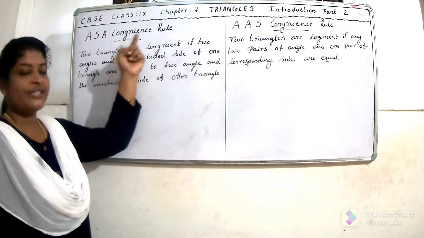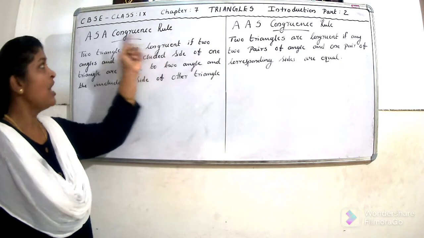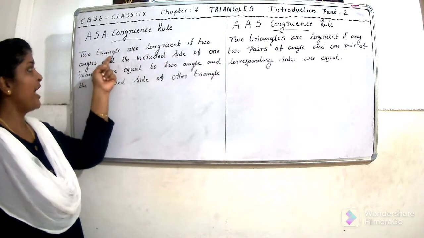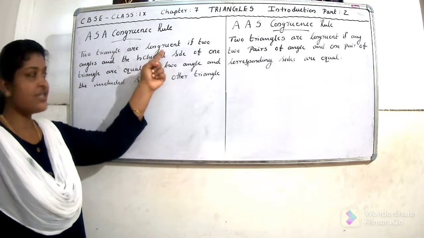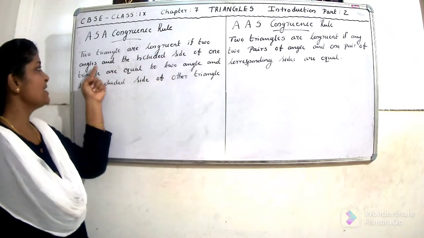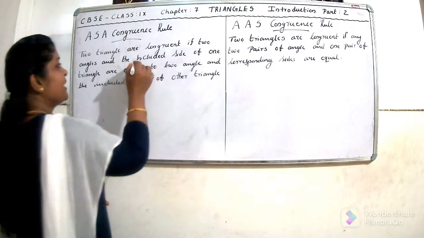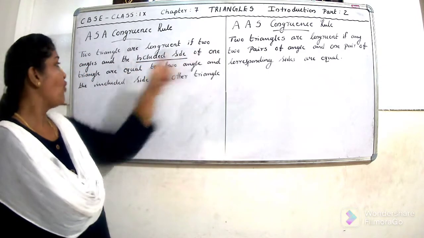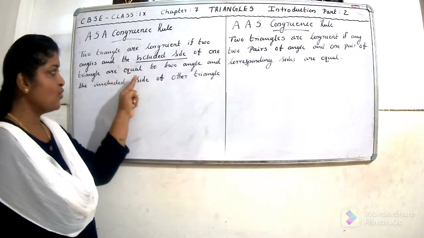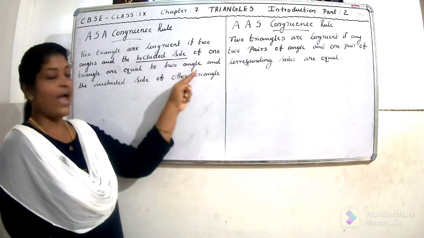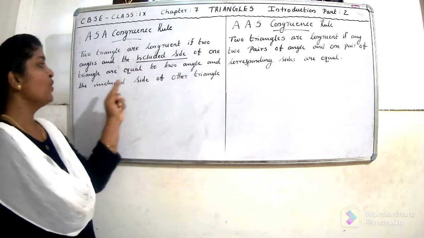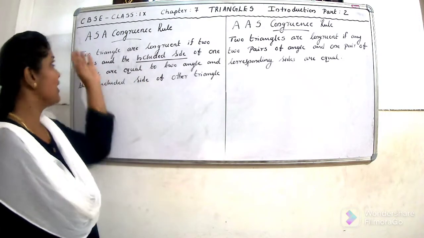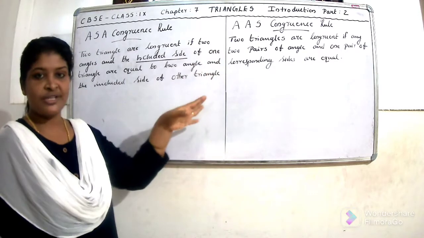ASA congruency rule of triangles. What is this ASA congruence? It means two triangles are congruent if two angles and the included side, that means the common side, of one triangle are equal to two angles and the included side of the other triangle. This is very simple. Criteria are very simple to understand also.